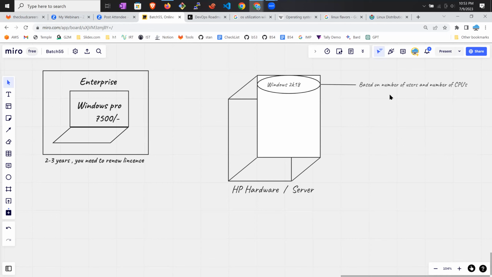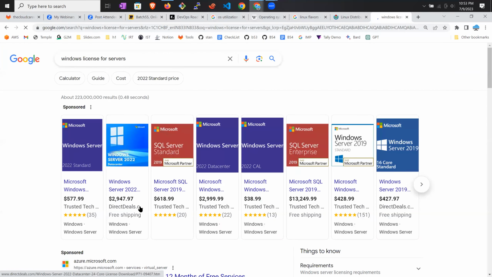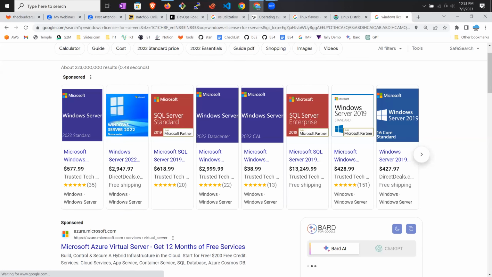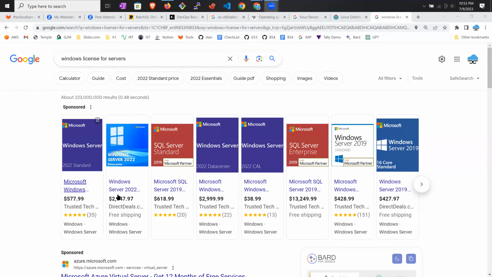Okay, this is one thing. If you are having 1000 users, you need to pay license based on the number of users who are using the server. Not just you buy a server and use it for any number of users. No, definitely not. Let me show you that. Windows license per server. Okay, you come here, click on this Windows Server 2022. Click on this.